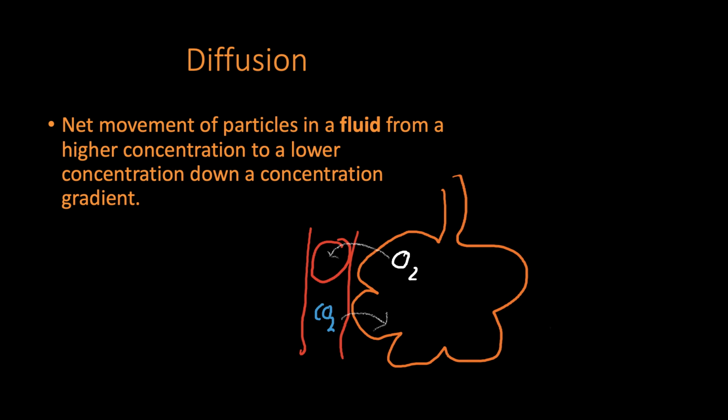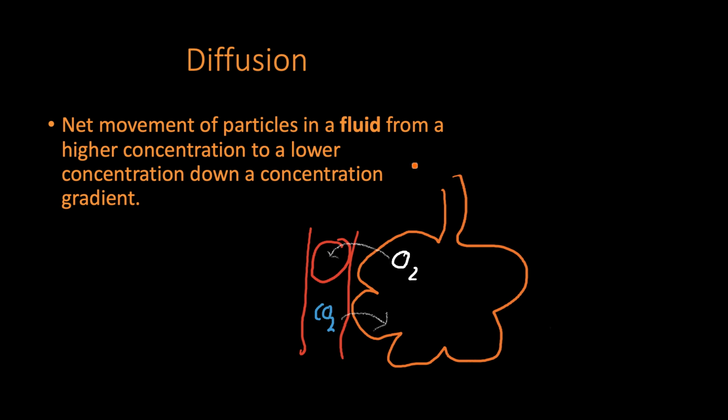Okay, moving on. Transport. Transport is just the movement of stuff. You have 3 types of transport you need to know, which is diffusion, osmosis, and active transport. Diffusion is the net movement of particles in a fluid, right? That just means not a solid, so it could be a liquid or a gas, from a high concentration to a low concentration down its concentration gradient.